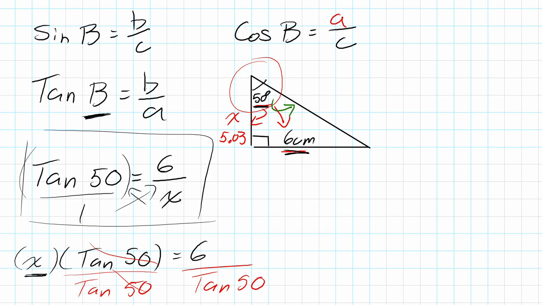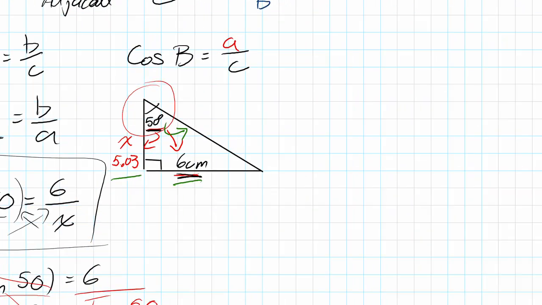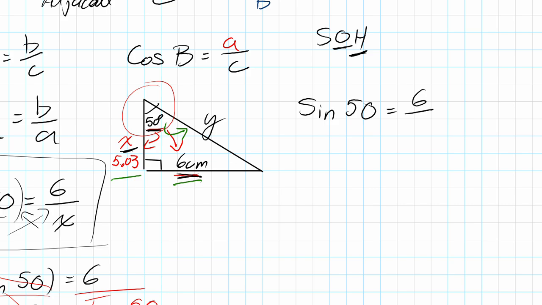I want to find this side. Now I have both of these sides, so I can technically use two different ratios. I can use sine of 50 degrees, because SOH is opposite over hypotenuse. What's my opposite? That is 6. My hypotenuse, we're just going to call it y, just so it's a different variable than what we used before.